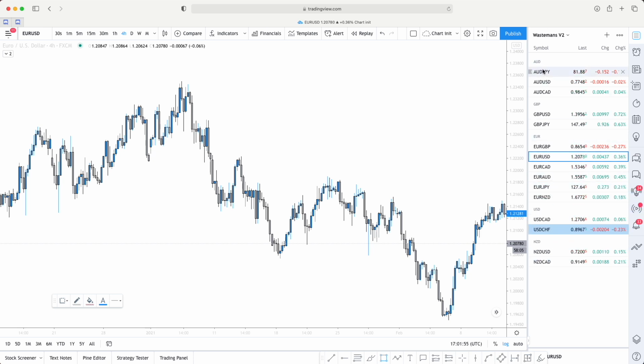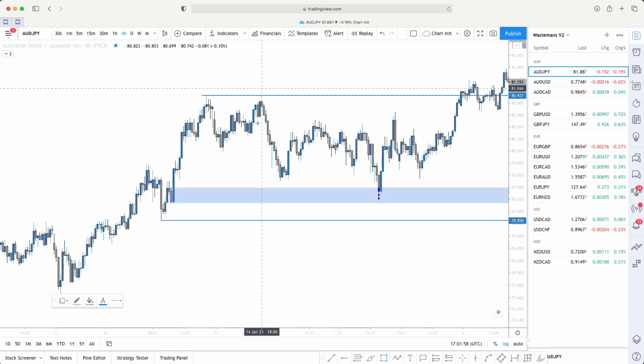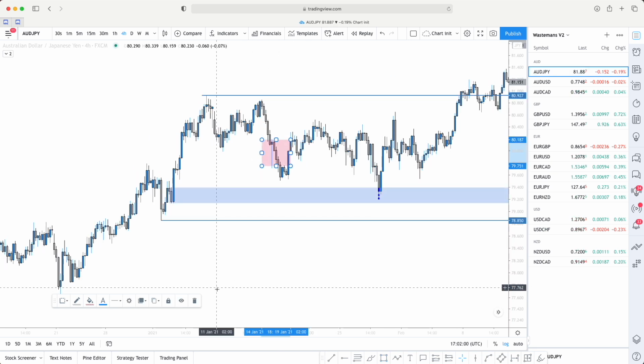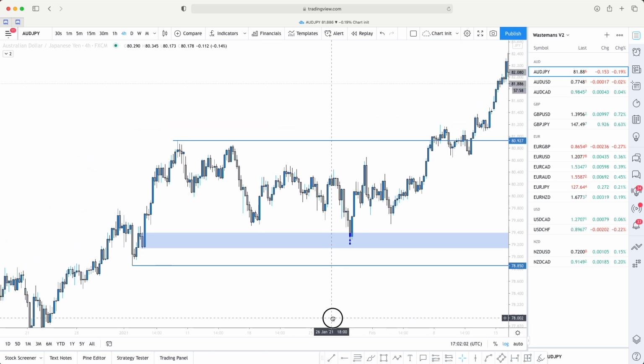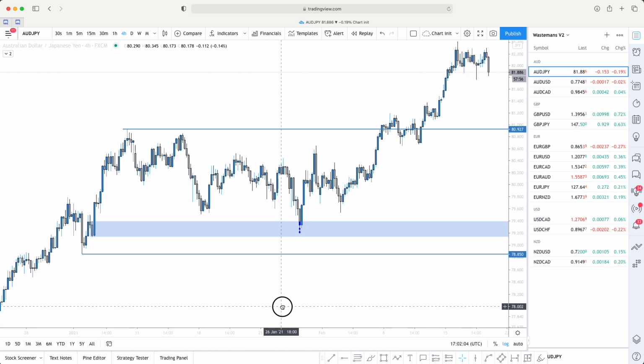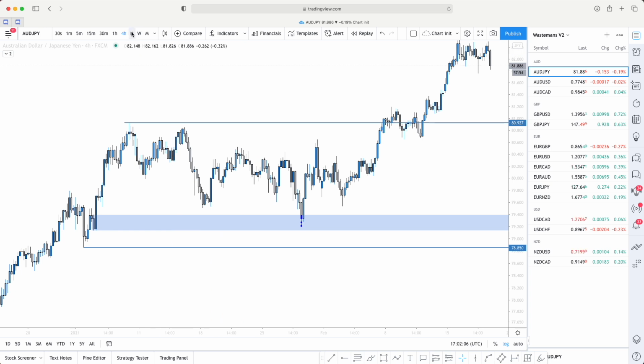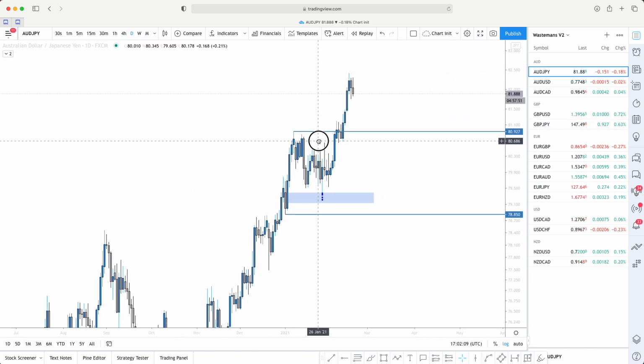There we go. Let's just go into the first one. I don't know if I've just missed a great trade or if I just marked this up for someone else. I'm not sure. I don't even trade this pair. Okay, let's look at this.